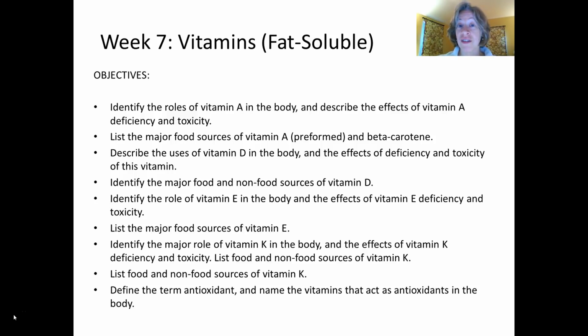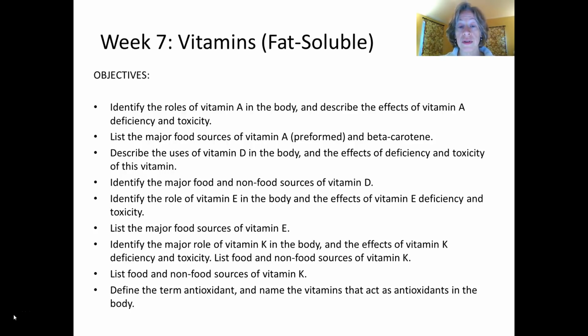In children, a lack of vitamin D is called rickets. In adults, it's called osteomalacia. And this is just a softening of the bone, so bowed legs are a classic symptom. Toxicity of vitamin D is just the overaccumulation of calcium in your organs.